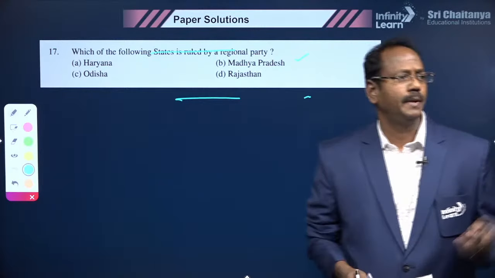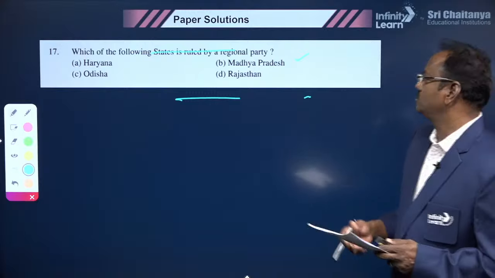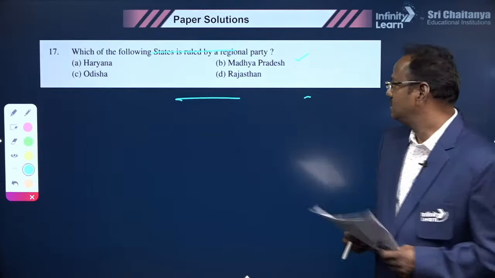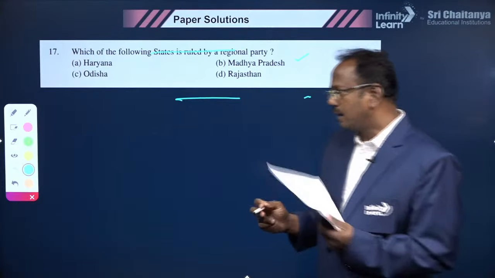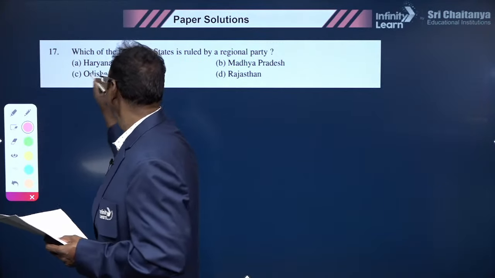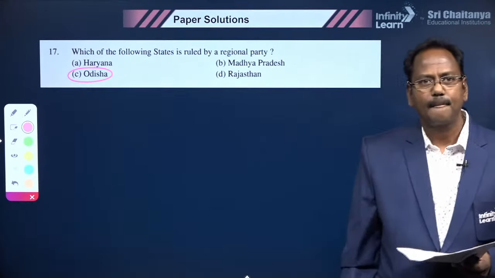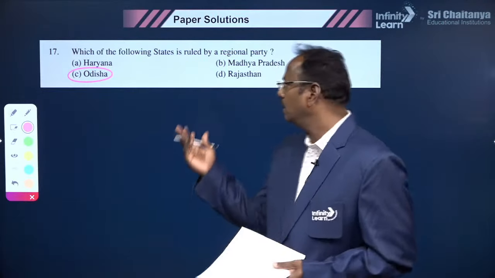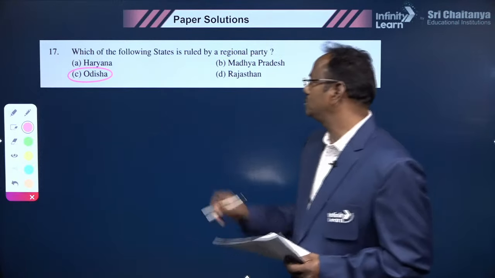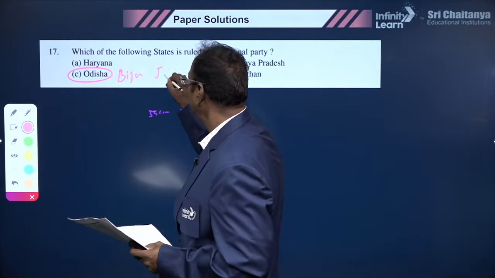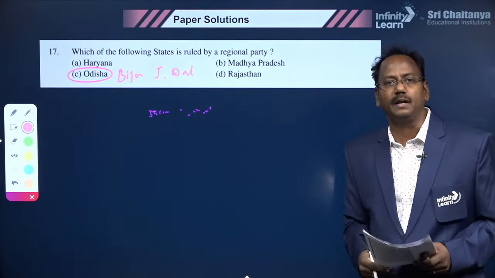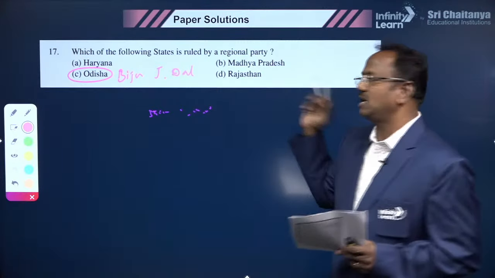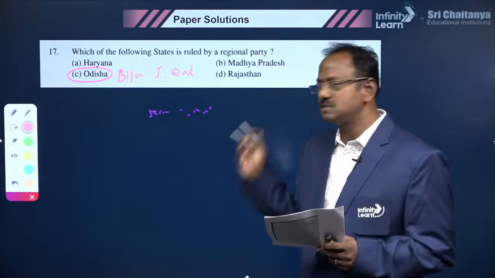The next question, here somebody is asking me to go a little faster. Which one of the following states is ruled by a regional party? Here we have the states: Haryana, Madhya Pradesh, Rajasthan. And today, most importantly, for a long time, this is the area I go for. Biju Janata Dal, right? And here Naveen Patnaik, for a long time, more than 15 years I believe, he is the chief minister, Naveen Patnaik. Biju Janata Dal is a leading regional party in Odisha for a long time, right? So now I go for the answer. Instead of Haryana, Madhya Pradesh, Rajasthan, I go for Odisha. So Biju Janata Dal is the right answer.